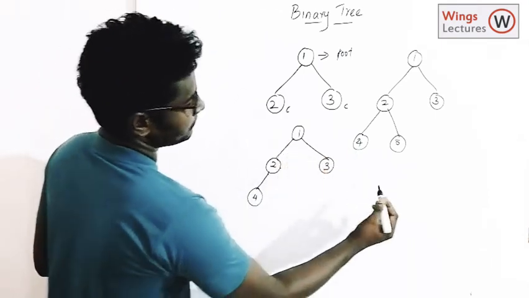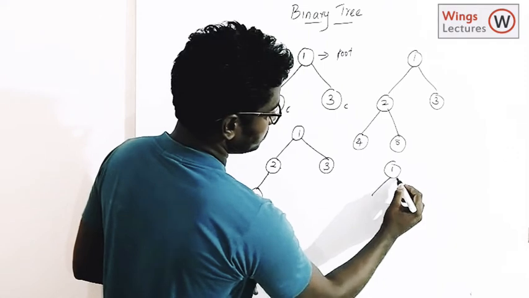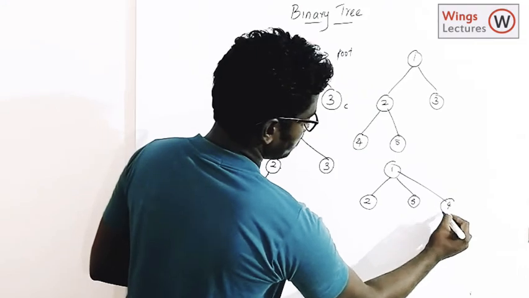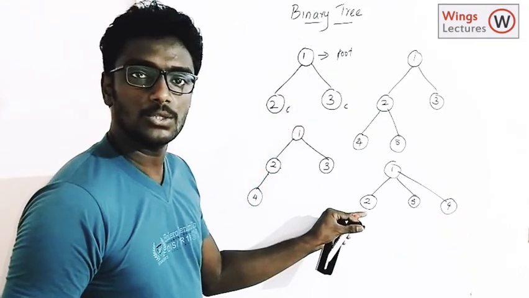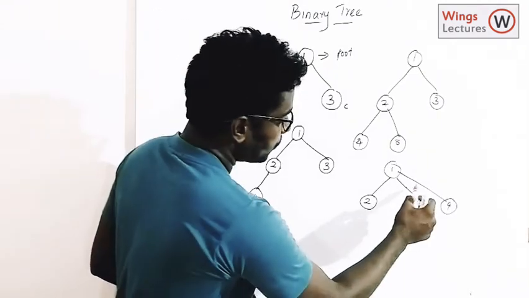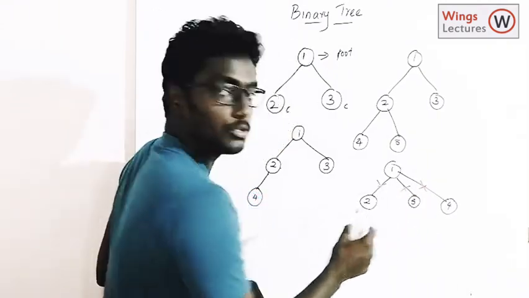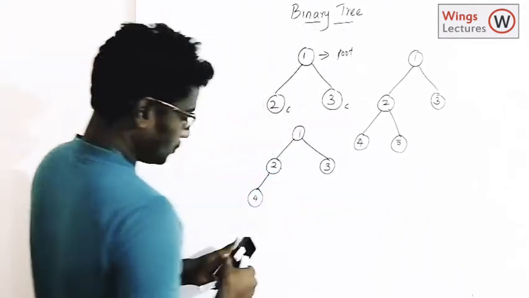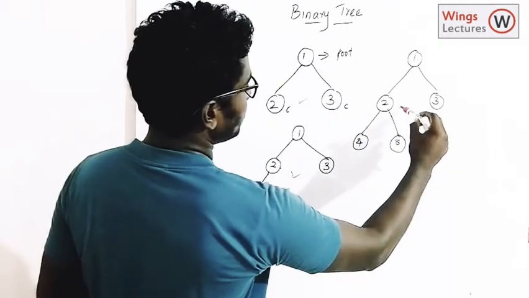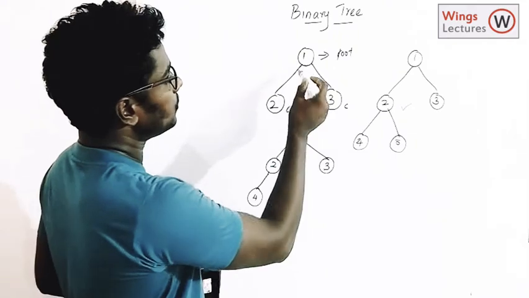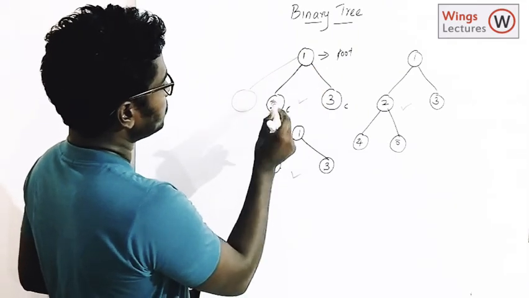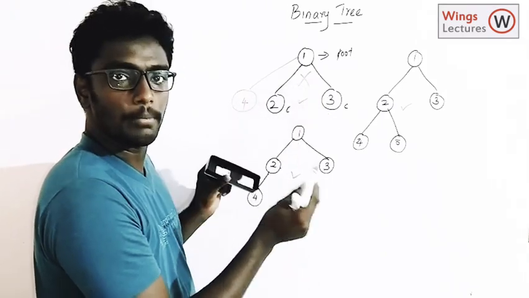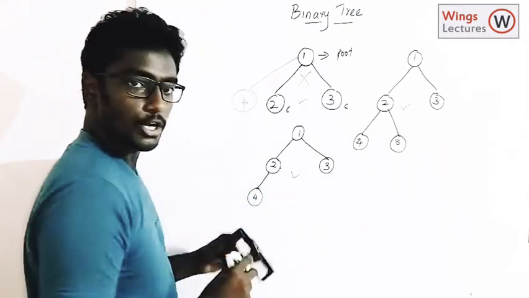Now what about this one? This one is not a binary tree. Why? Because it has more than two children. So this one is a binary tree, this one is a binary tree, and this one is a binary tree. This one will become a non-binary tree if it has a node like this, so it's not a binary tree, right? I hope you understood the logic.